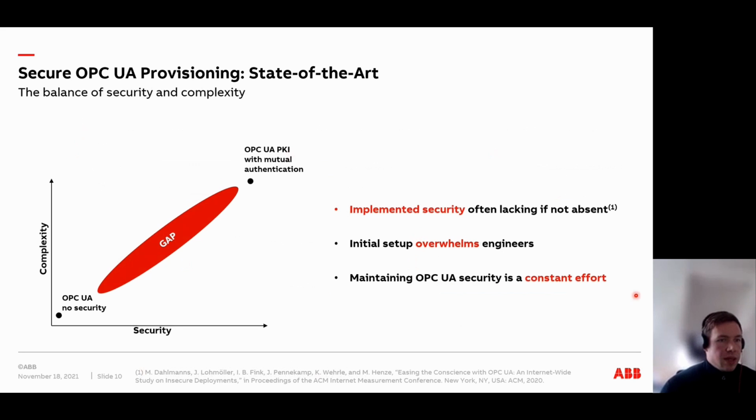So to summarize, an engineer can either enable security, but then it's hard and complex to configure, or the engineer disables security, which is then easy to configure, but then an attacker can just compromise all connections, and there's nothing in between right now.